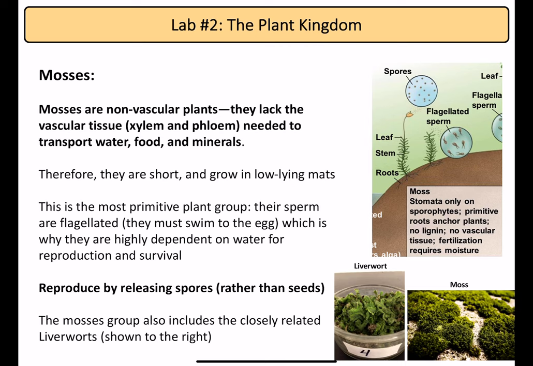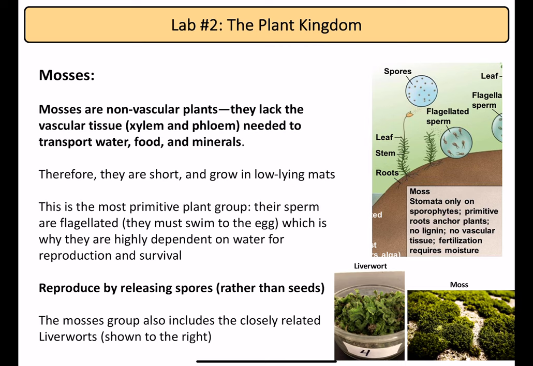So they don't have xylem and phloem, which are basically cells that help the plant to transport things like water, minerals, and food, like sugar, like sap. Mosses don't have those veins, so they can't move nutrients and water up and down, like from the roots to the stems. They don't even have a stem. They don't even have roots. So they're really short. They grow really close to the ground in mats. And the reason for that is because they don't have vascular tissue.